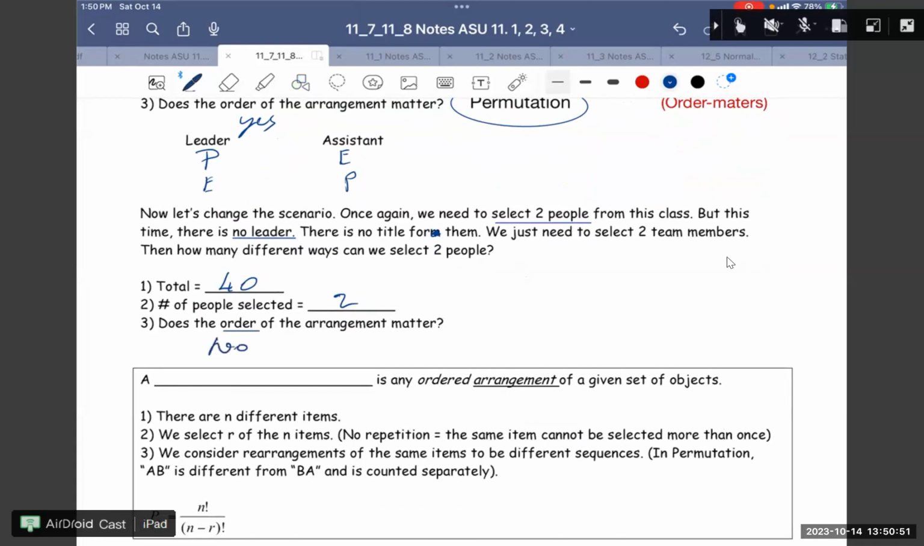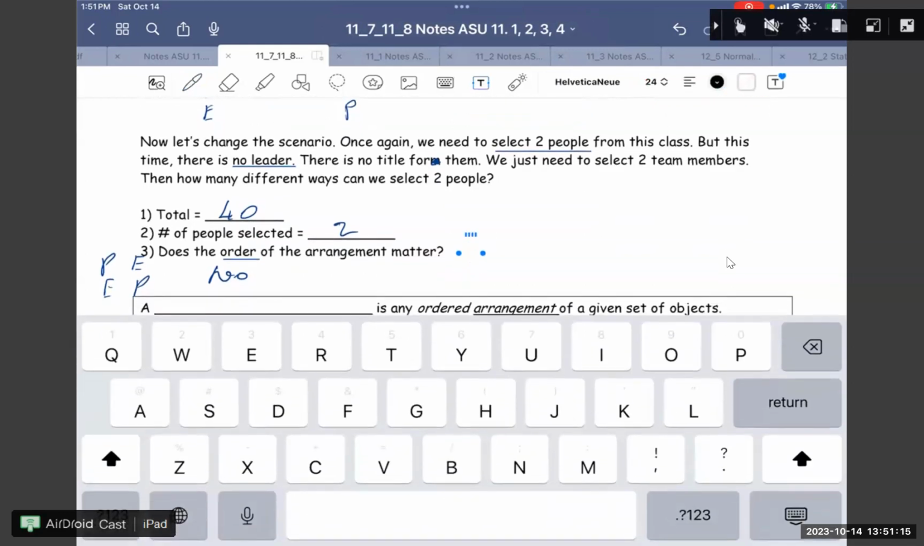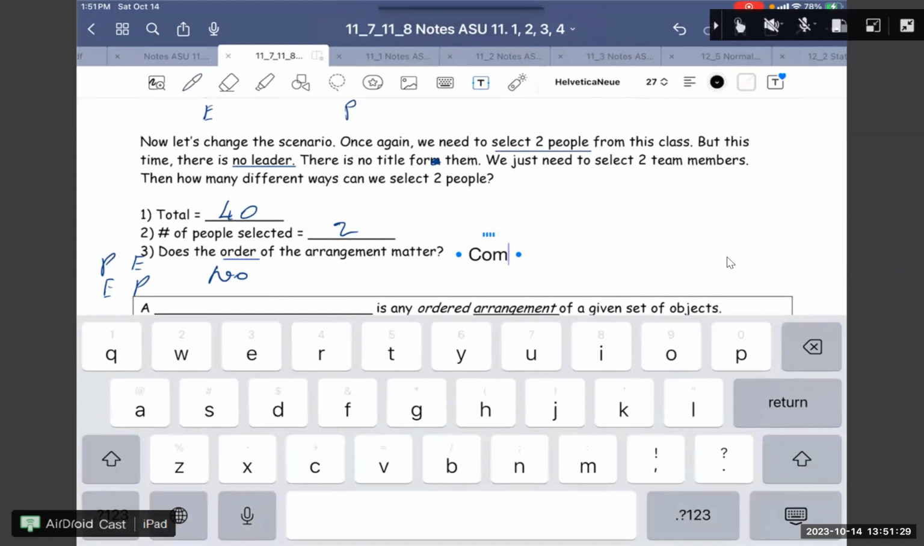You can pick either Pamela or Erica for the first, or Aaron for the second person, because they don't have a title. So this one is combination.